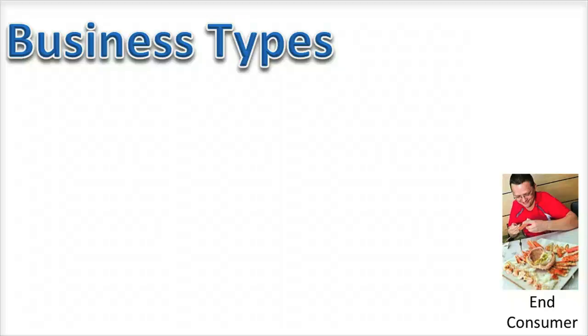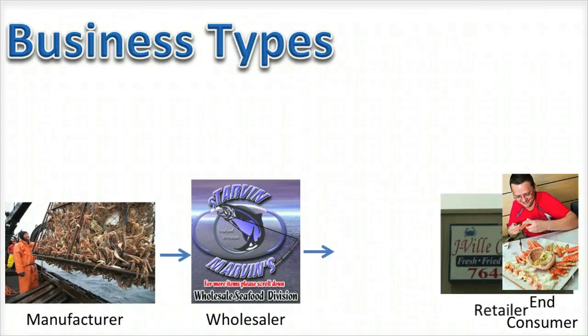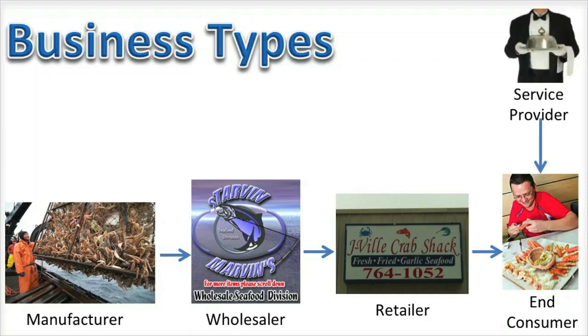Hopefully you now have a good understanding of the 5 business types we will discuss in this course: manufacturer, wholesaler, retailer, service provider, and hybrid.